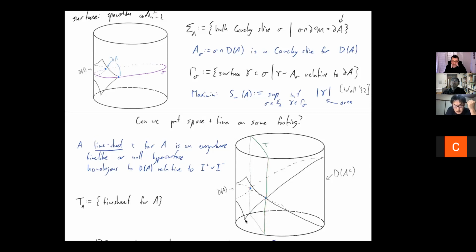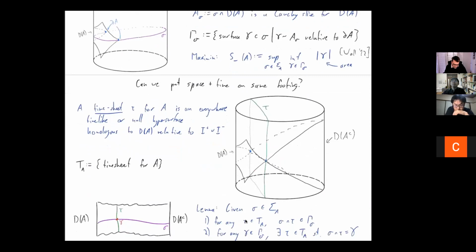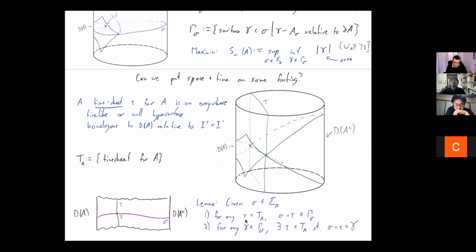Okay, and here's another cartoon of this in the wormhole setting, where I have my D of A and D of A complement, and tau is a time-like hypersurface, which is homologous to D of A relative to all of this stuff. We don't care about this stuff. So there's a space-time homology region which interpolates between tau and D of A. These timesheets are going to be very important in what I do going forward. If there are any questions about what a timesheet is or the definition, please let me know.